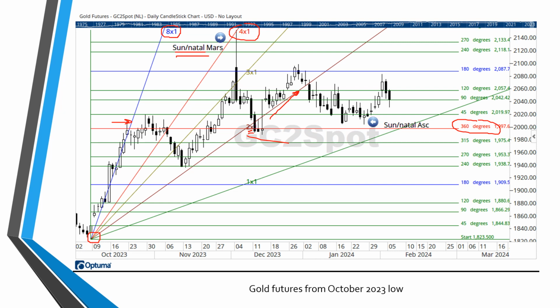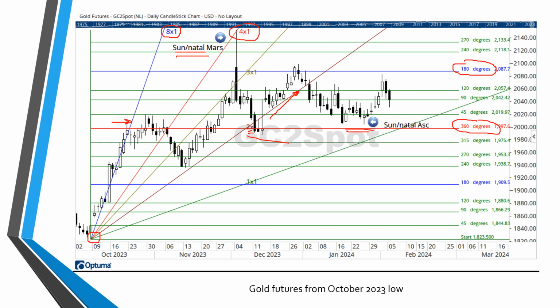Where did it run out of steam? Midway through the second revolution around the square of 9. And then it faded, and it found support at that 360-degree level. But more importantly, what else was happening? Sun was passing the natal ascendant point on the 1974 gold futures first trade horoscope. So there's, again, the connection between astrology and this mathematical treatment.